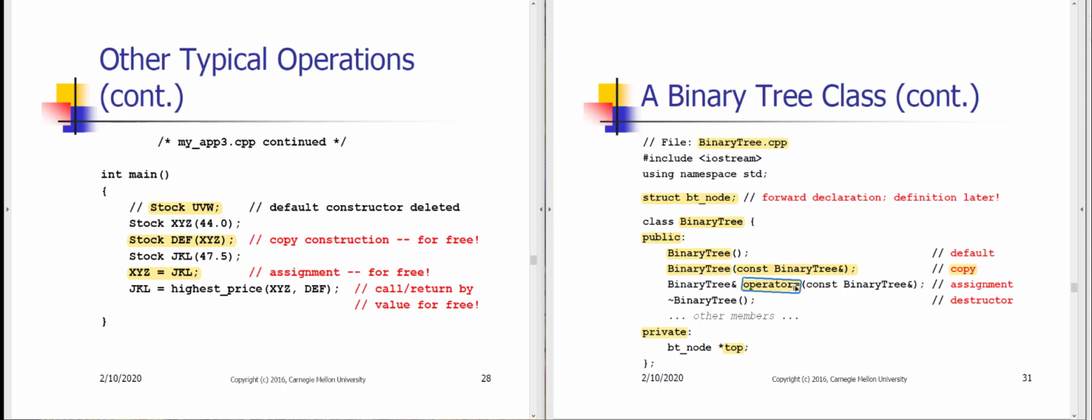All right, so we are going to define operator single equal sign so that we can control exactly what assignment does, and we don't simply end up with the left-hand binary tree object's top simply being a copy of the right-hand binary tree object's top.